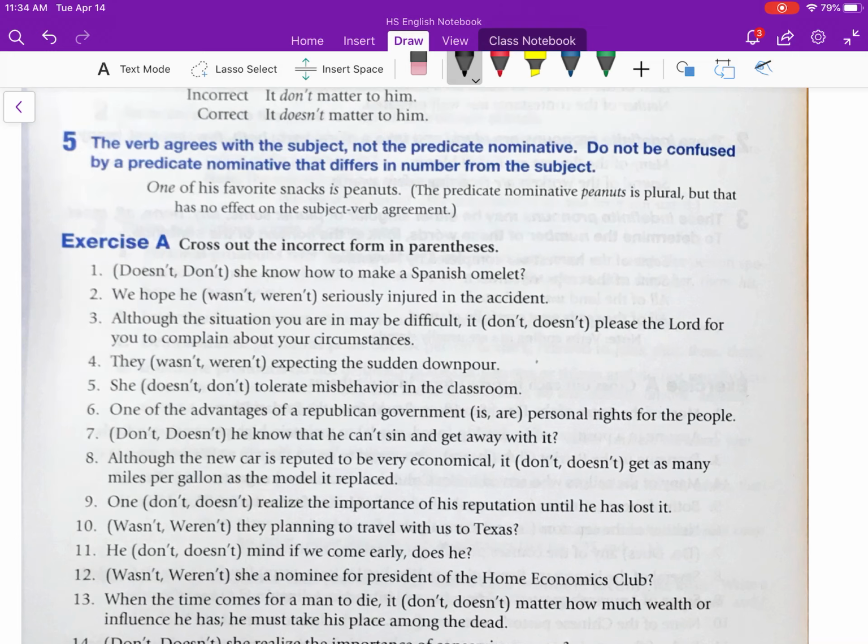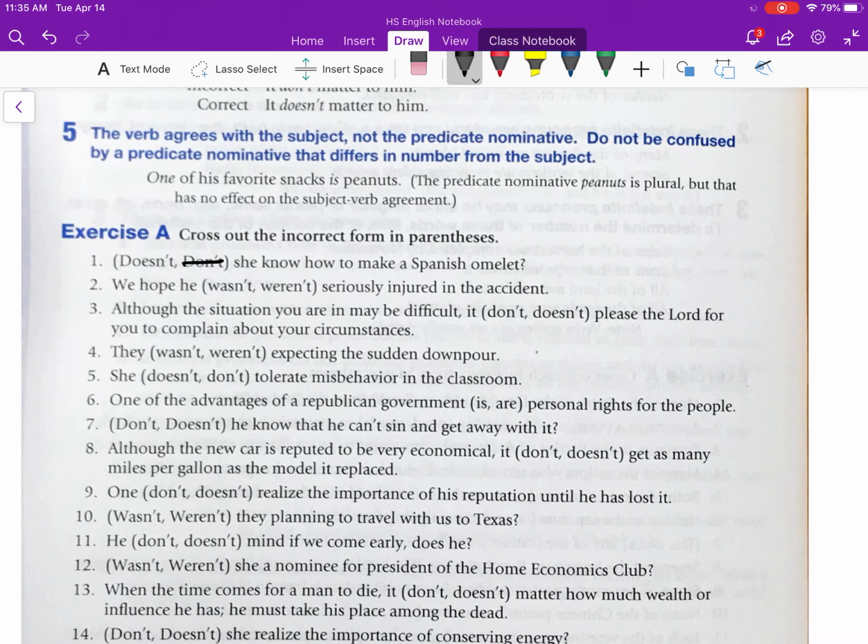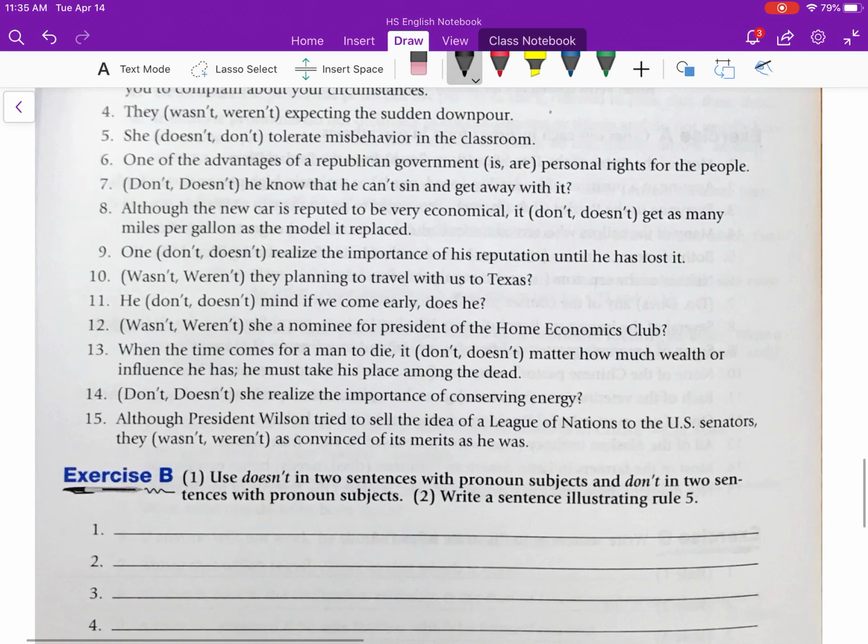Let's take a look at the exercise. Exercise A, cross out the incorrect form in parentheses. Okay, doesn't or don't she know how to make a Spanish omelet? Well, this is a singular one, so we're going to use the word doesn't. Doesn't she? No. Cross out don't. We hope he wasn't or weren't seriously injured in the accident. We hope he wasn't. Although the situation you're in may be difficult, it don't please the Lord, or it doesn't please the Lord for you to complain about your circumstances. It doesn't please the Lord. Okay? And I'm going to leave the rest up to you.